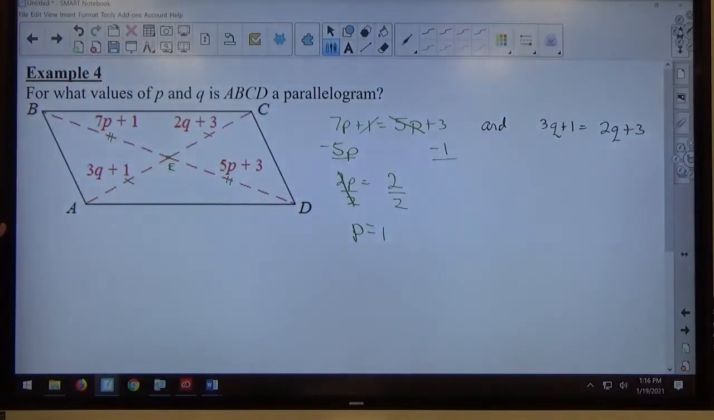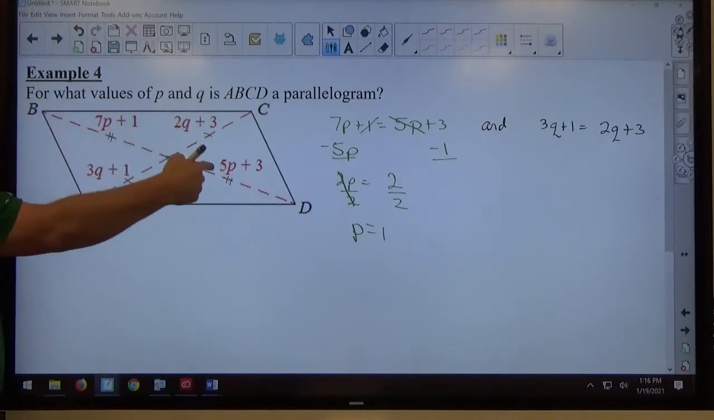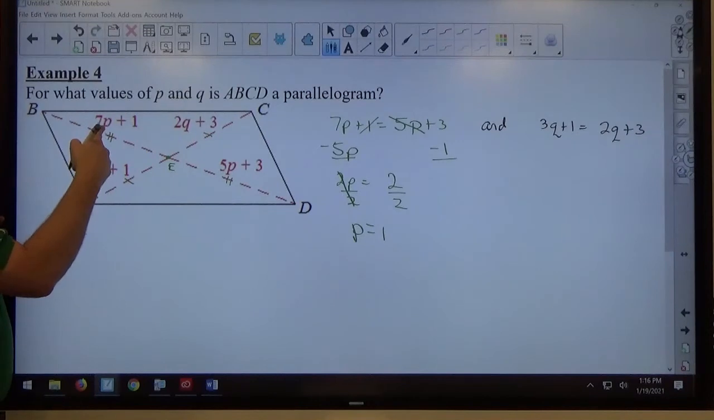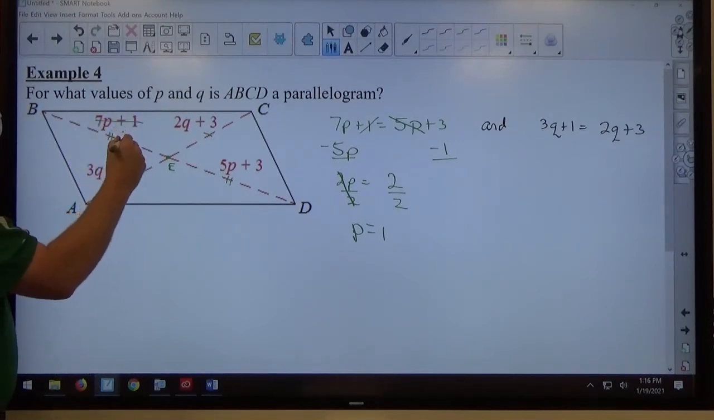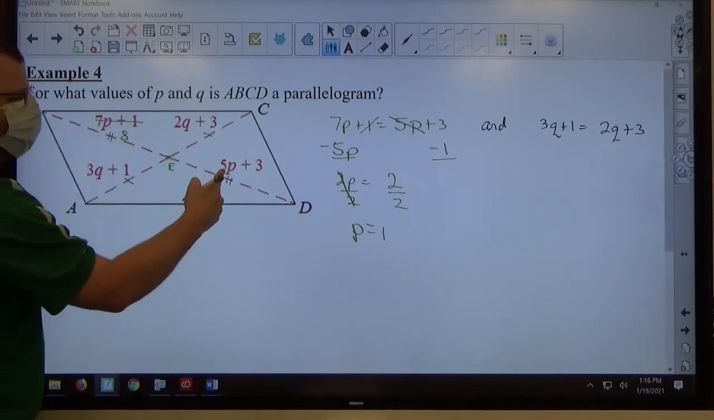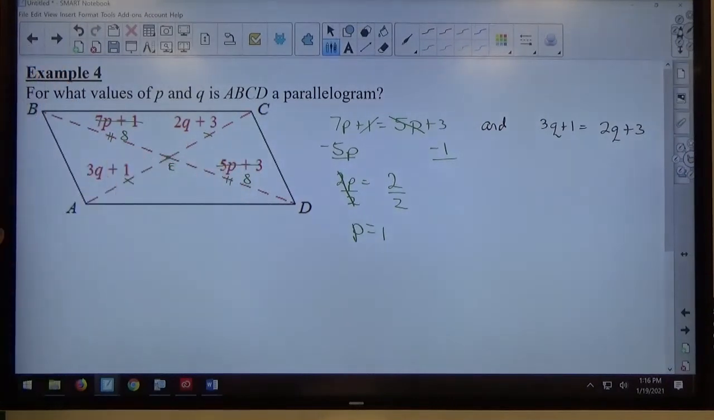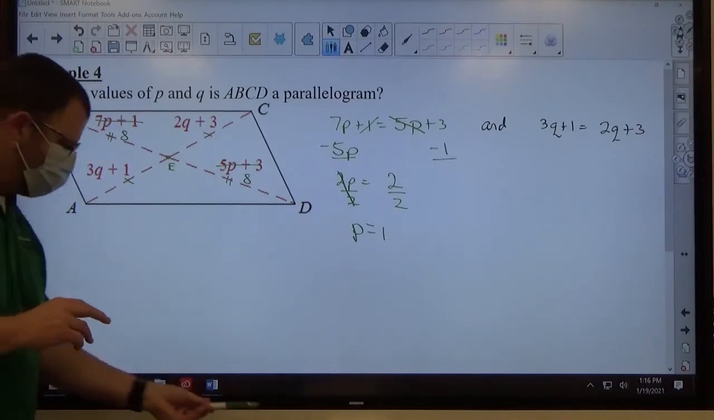Quick check. If P equals 1, these two pieces are supposed to be the same length. If I work it out, 7 times 1 is 7, plus 1 makes 8. When P equals 1, that equals 8. 5 times 1 is 5, 5 plus 3 is 8, that also equals 8. Those two segments are the same length when P equals 1, so that is the correct answer for P.